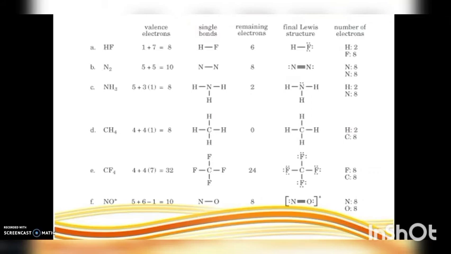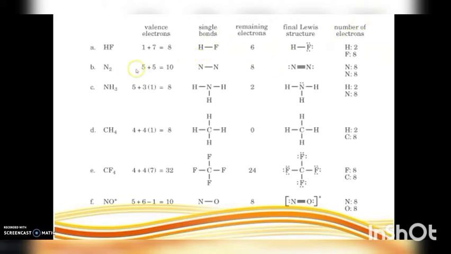Here you can see some more examples. Hydrogen fluoride: the valence electron of hydrogen is 1, for fluorine it is 7, and the total is 8. The next step is to draw the single bond between hydrogen and fluorine. A single bond denotes 2 electrons. So the remaining electrons are 8 minus 2, that is 6. And we know hydrogen has already used its 1 electron, so the remaining electrons we distribute to fluorine as lone pairs: 1, 2, 3, 4, 5, 6. So this will be the structure of hydrogen fluoride. And if you check, hydrogen has 2 electrons and fluorine has 8 electrons.